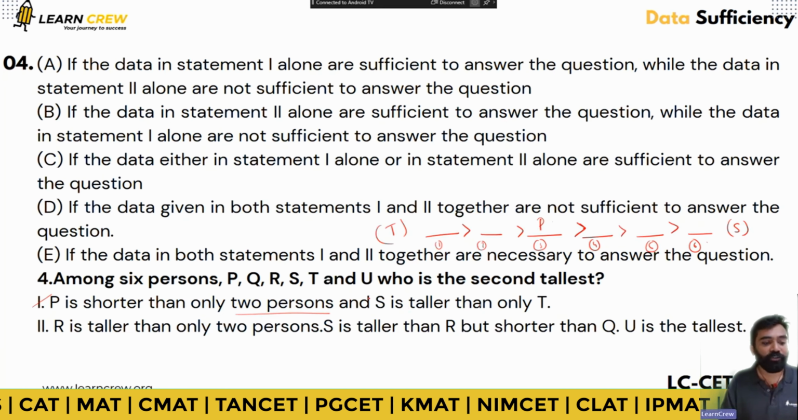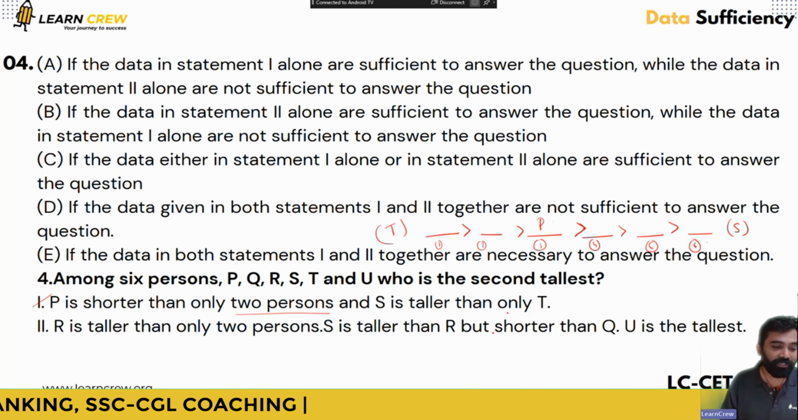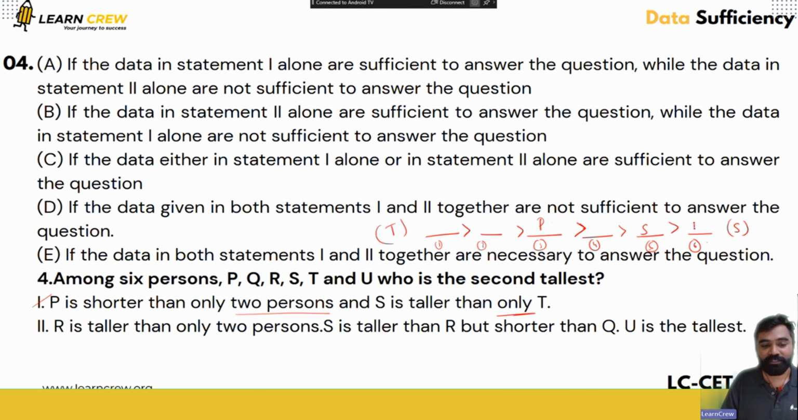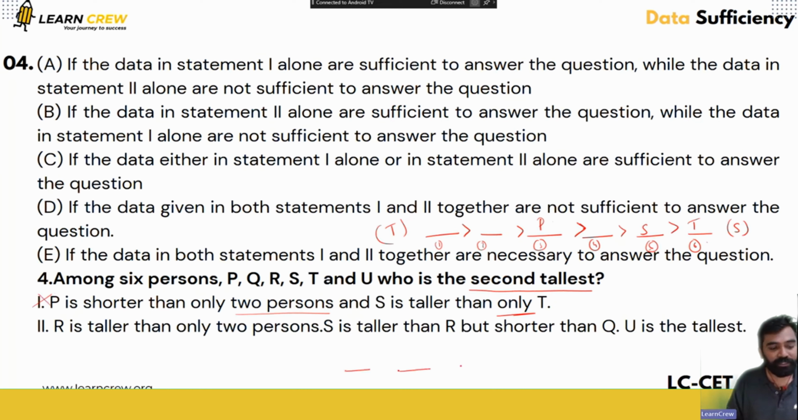And S is taller than only T. So where should I place S? Only T means it is going to be fifth position. This is S, this is T. So T is the shortest, S is the second shortest. Is this enough to answer the given question? No. Obviously, you cannot tell who's the second tallest from this. Now let us see the second one.